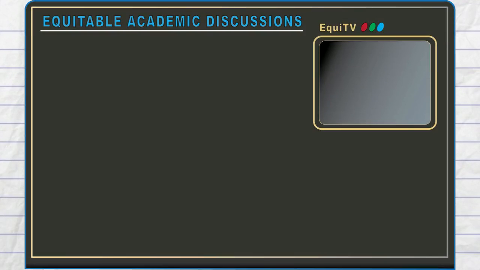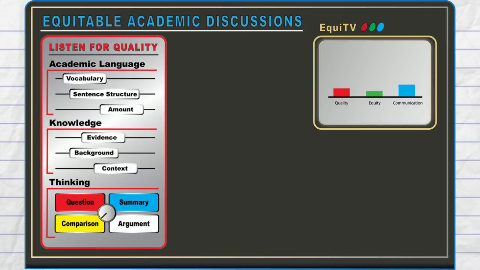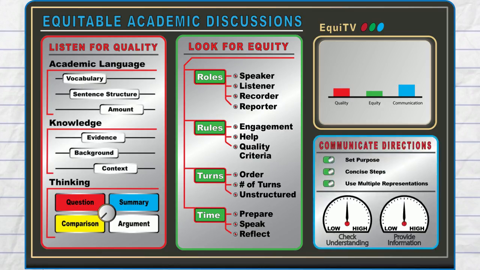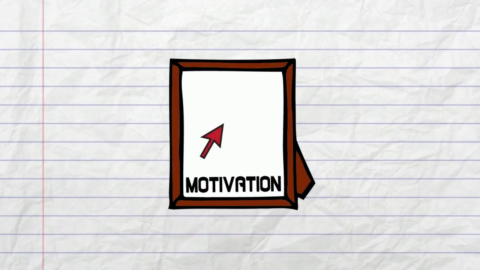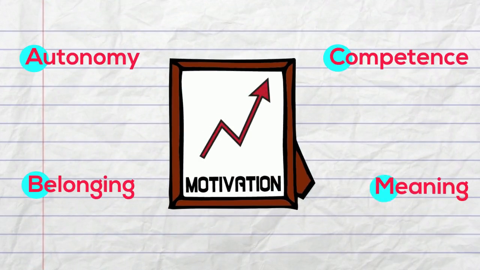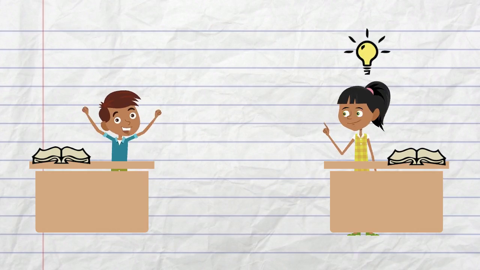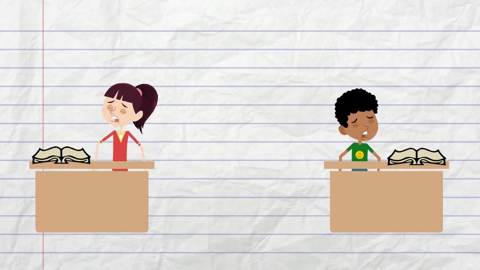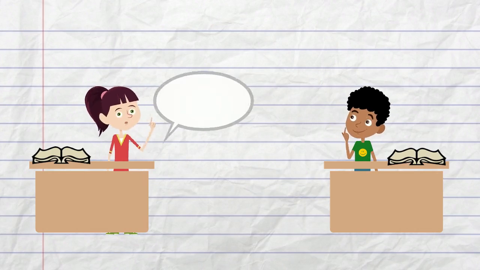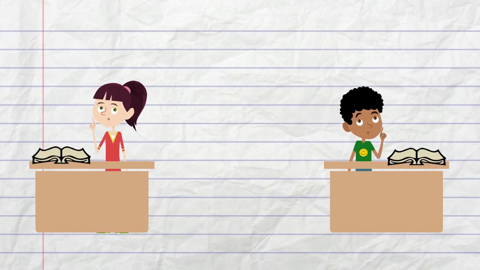When teachers adjust peer discussion directions to increase the quality of student responses, equity and participation, and then use deliberate communication methods, all students feel greater autonomy, belonging, competence, and meaning in every lesson. And students recognize the talents and interests of their peers. When academic discussions take place before, during, and after reading, students will be better prepared to engage with the text and take away greater meaning.